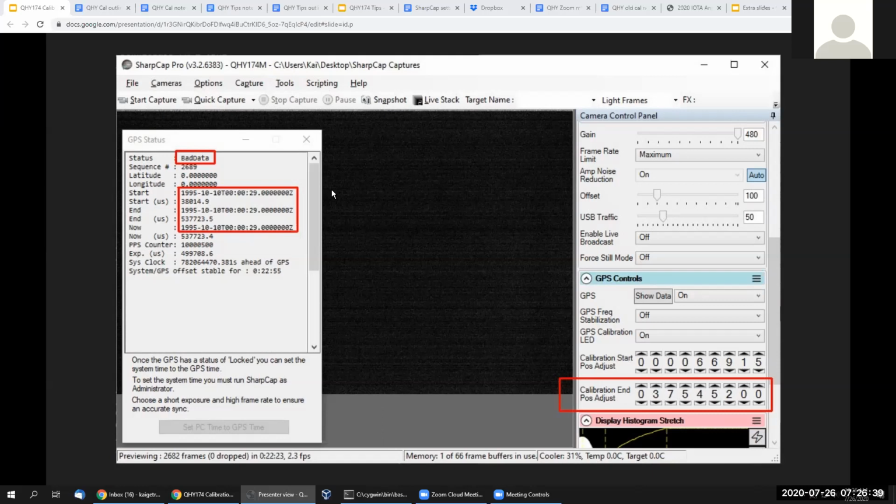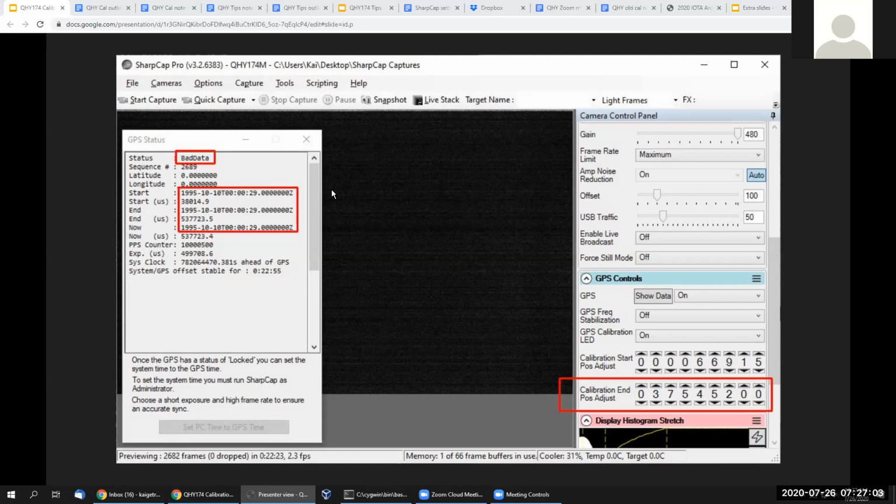And here's the problem. SharpCap sees the 24-hour too old problem as more important than the frozen timestamps. So it says bad data because of the 24-hour difference, not bad calibration because of the frozen timestamps. So we think bad data means no fix. We sit there and wait, but the calibration will stay there forever until we calibrate.